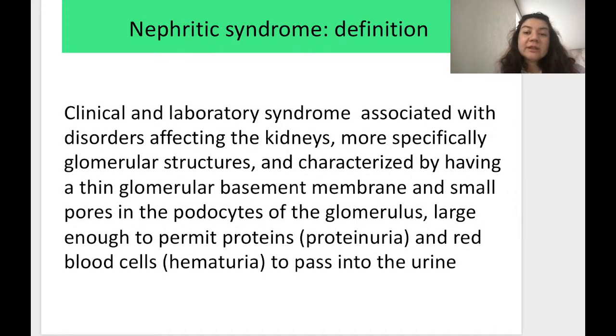Next syndrome for today, it changed for one letter from the previous one. It is nephritic syndrome. Let's give a definition to it. Nephritic syndrome is a clinical and laboratory syndrome associated with disorders affecting the kidneys, more specifically glomerular structures, and characterized by having thin glomerular basement membrane and small pores in the podocytes of the glomerulus, large enough to permit proteins, proteinuria, and red blood cells, hematuria, to pass into the urine.